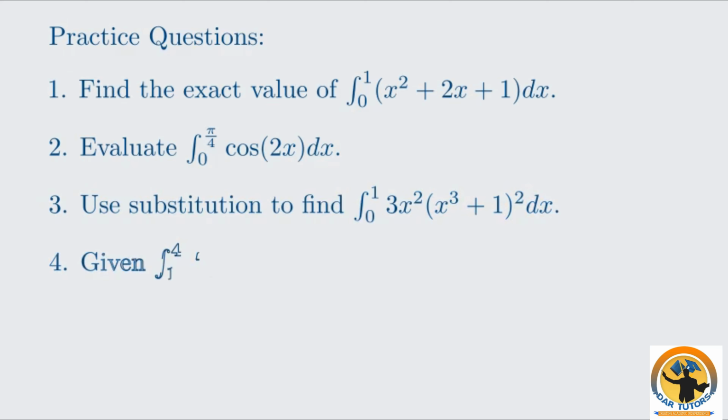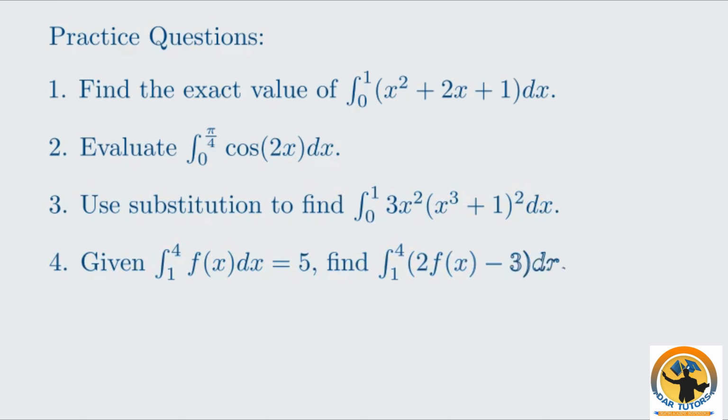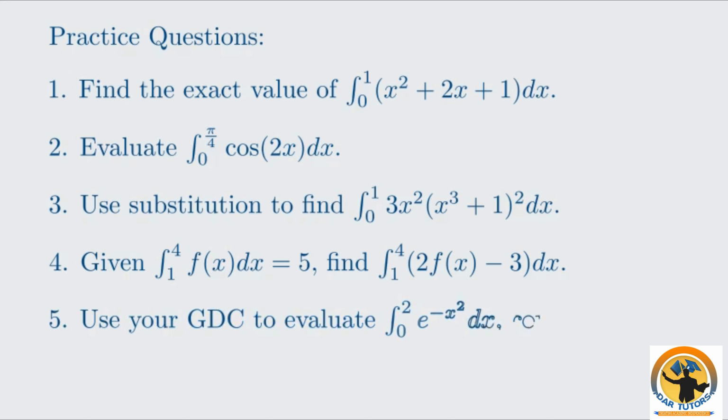Question 4. Given that the integral from 1 to 4 of f of x dx is 5, find the integral from 1 to 4 of 2f of x minus 3. Question 5. Use your GDC to evaluate the integral from 0 to 2 of e to the power of negative x squared. Correct to 3 significant figures.